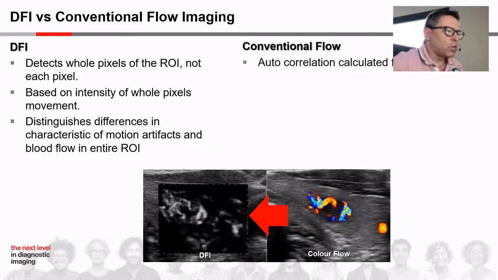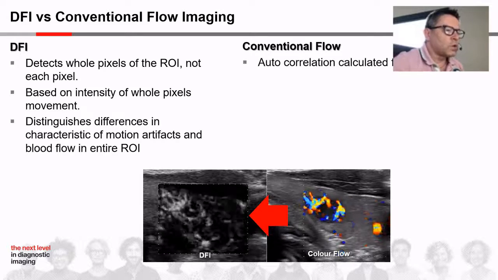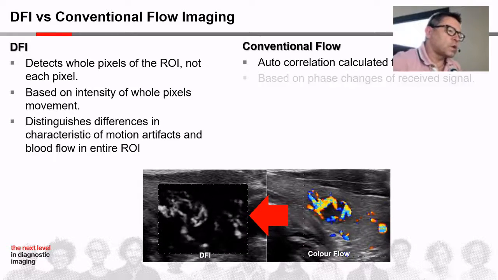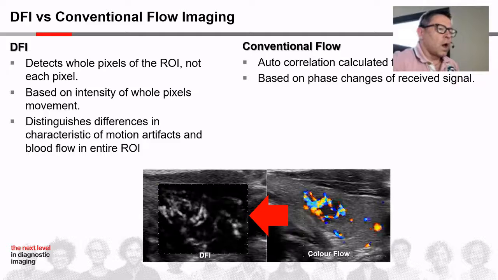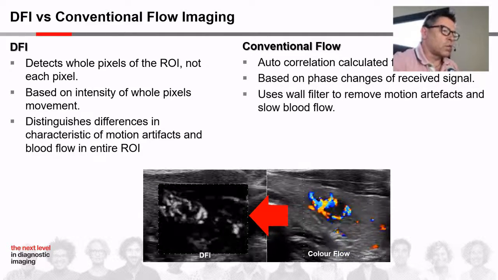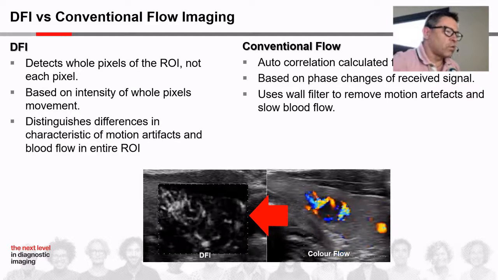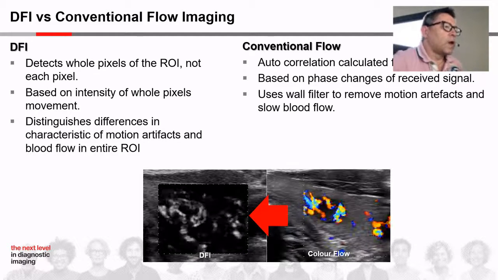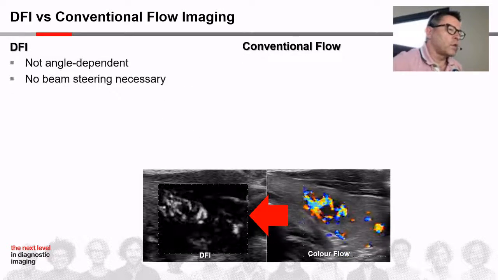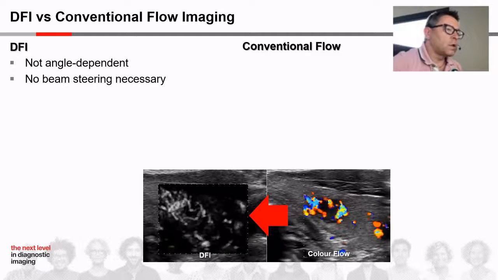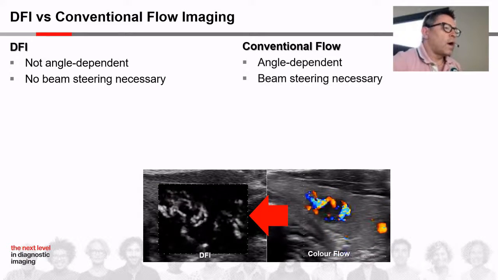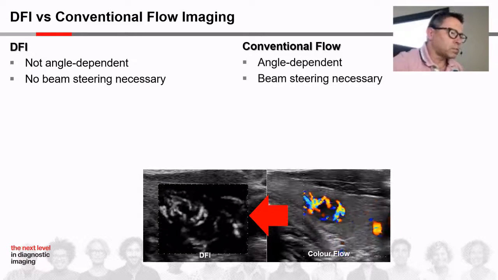Conventional flow detects blood flow, but using an autocorrelation processing calculated for each pixel. It is based on the phase changes of the receiving signal, and motion artifacts are removed by using a wall filter that removes both motion artifacts and slow blood flow. DFI does not use the change in phase of receiving signal, so it is not angle dependent and no steering is necessary, whereas conventional flow have to face angle limitation.